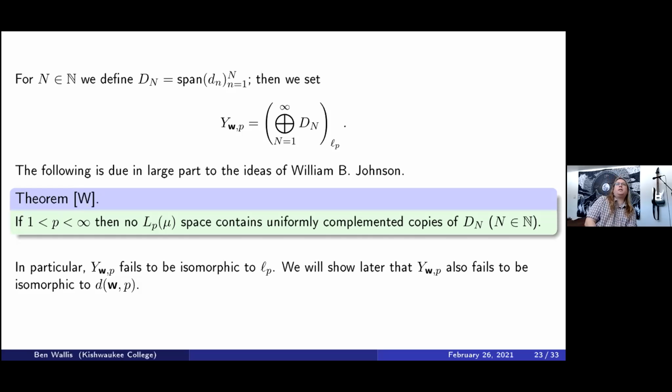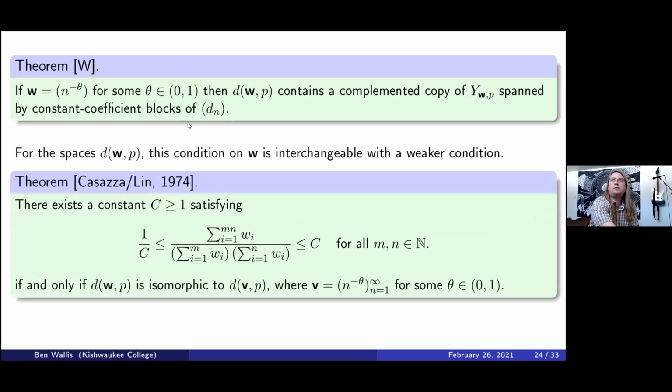Johnson, because he basically held my hand through this proof, which is that if we look in the reflexive range, it doesn't work for p equals 1, but if you look in the reflexive range, you can do an ultrapower proof to prove that no LP space, including little LP, but no LP space at all, contains uniformly complemented copies of those finite dimensional Lorentz sequence spaces. And so that was the missing ingredient. And so thank you to William B. Johnson for filling that in. Once you have that, everything falls out nicely. So this space fails to be isomorphic to LP. Obviously, it's, well, not obviously, but I'll show later that it's not isomorphic to the Lorentz sequence space itself.